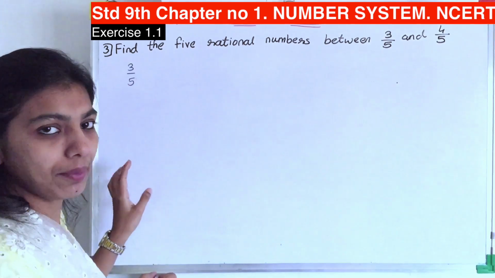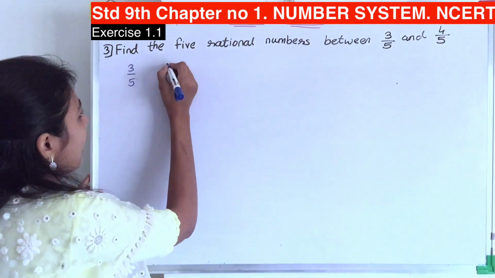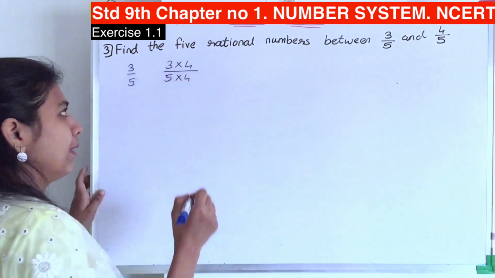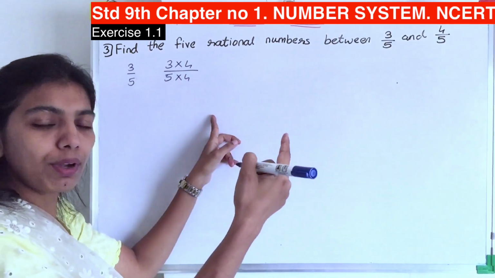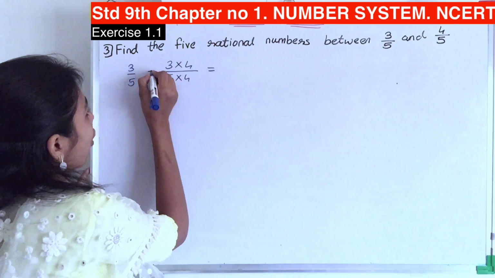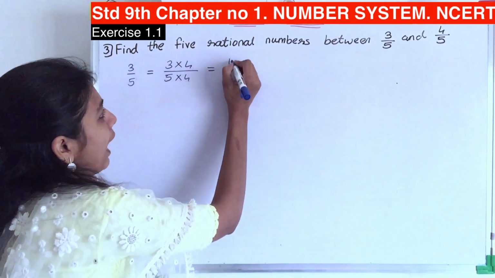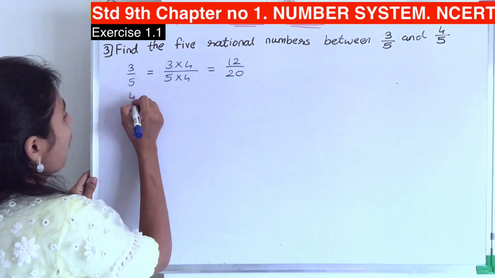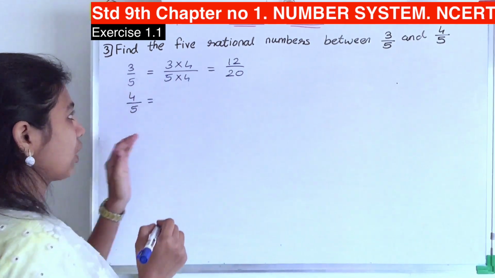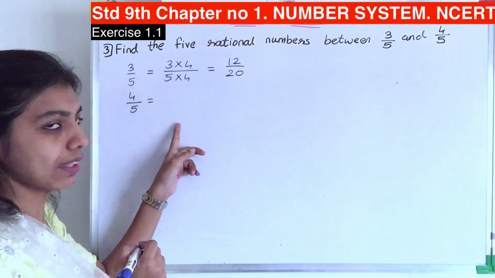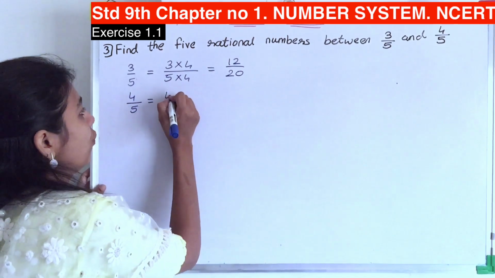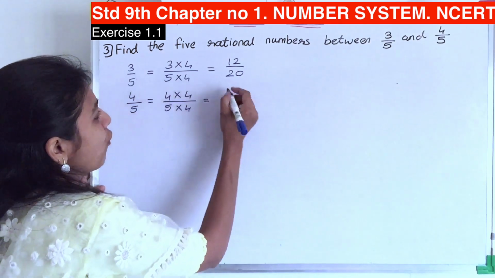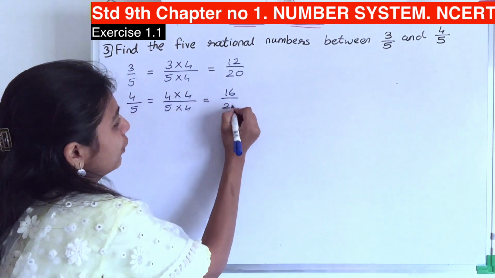So 3 upon 5, if I multiply it by, suppose, 4, multiplying by 4 on the numerator as well as the denominator, what is it going to give you? 3 4s are 12, 5 4s are 20. Same way 4 upon 5. Whatever number you have multiplied in the earlier one, same thing you are going to multiply over here also. So 4 into 4 upon 5 into 4 will give you 4 4s are 16 upon 5 4s are 20.